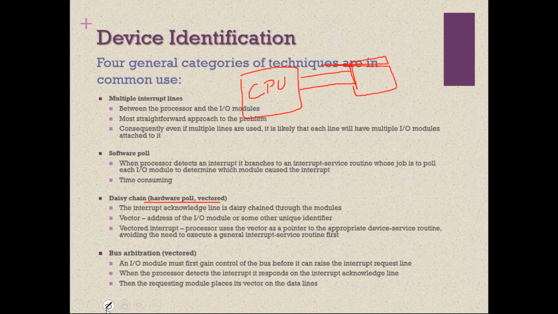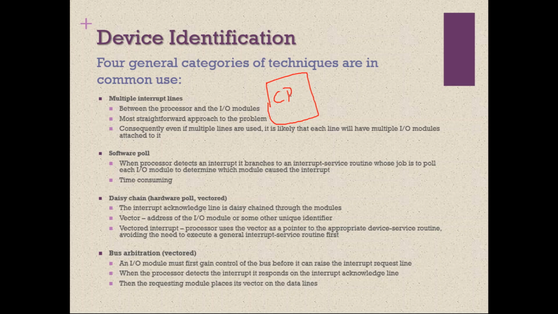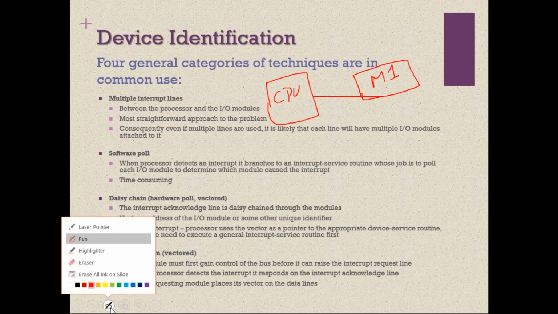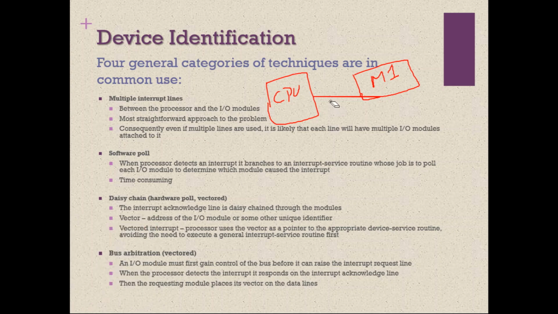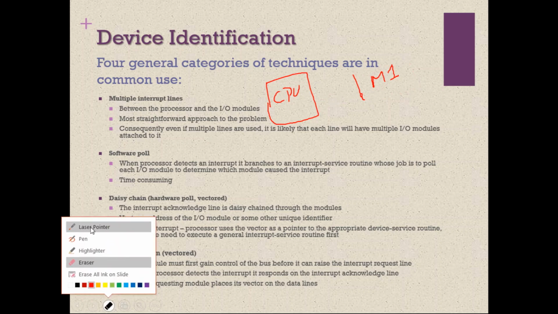This is IO module 1. Say this is the CPU. The CPU is connected with one of the IO modules, say module 1. I'm not writing IO, it's actually IO module. We'll call it module 1.